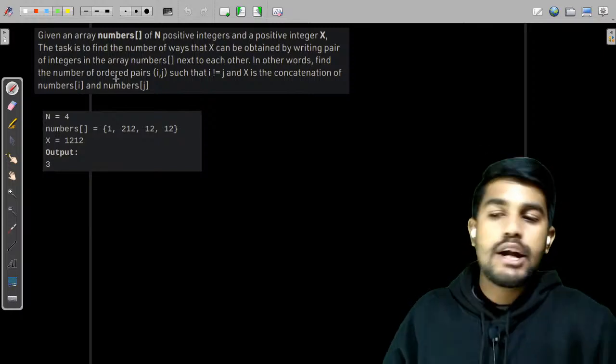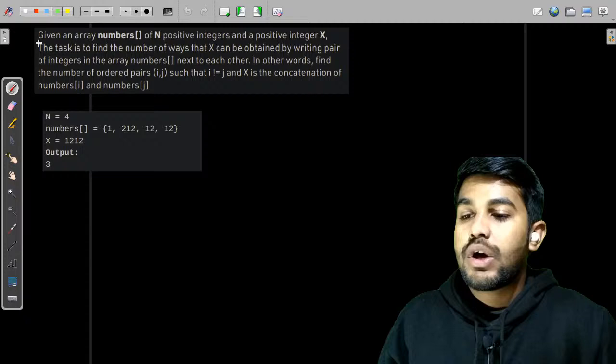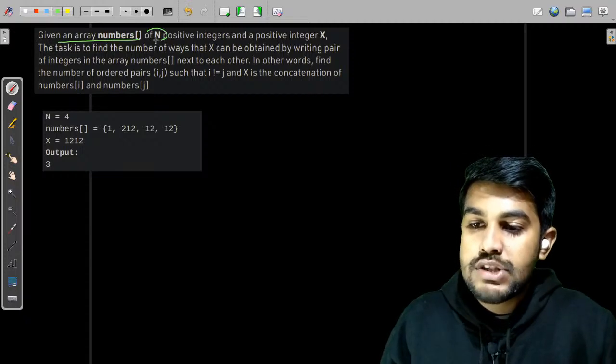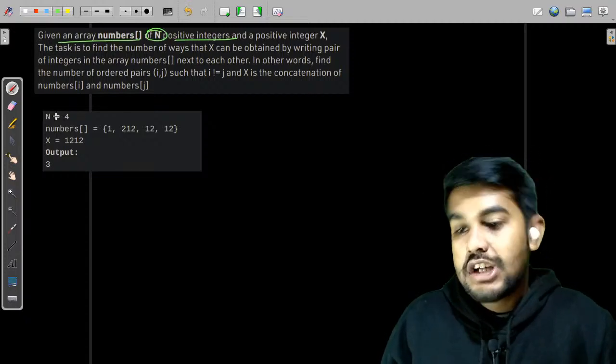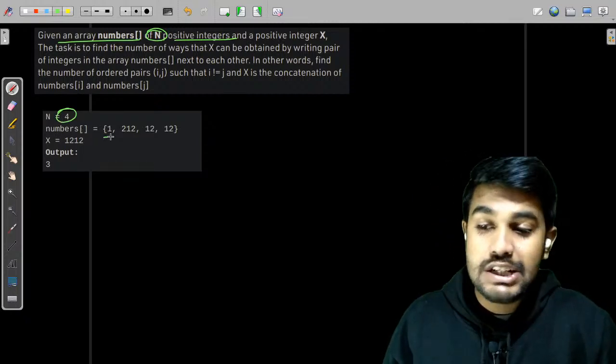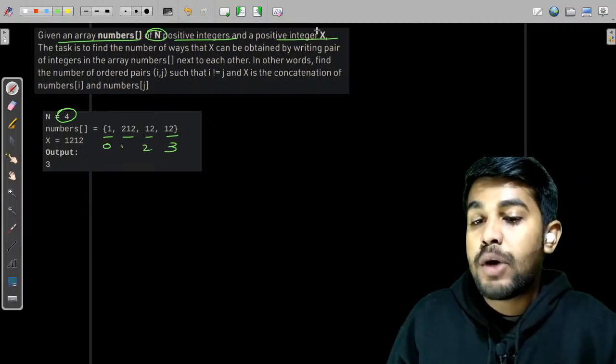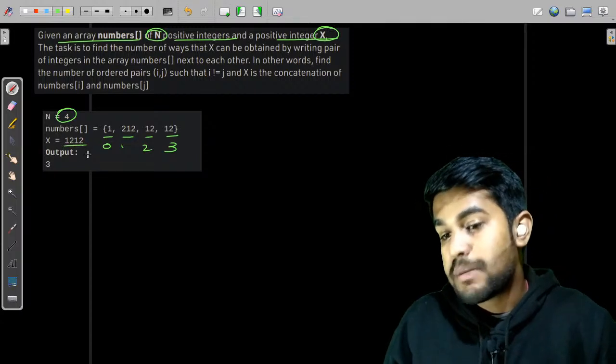Fair enough. Let's move to the next question, which is the last question. So we are given an array of numbers of n positive integers. So what is the value of n? n is equal to 4. So we should be given 4 integers, that is 0, 1, 2 and 3. This is 0, this is 1, this is 2 and this is 3. And a positive integer x. Yes, this is a positive integer x.